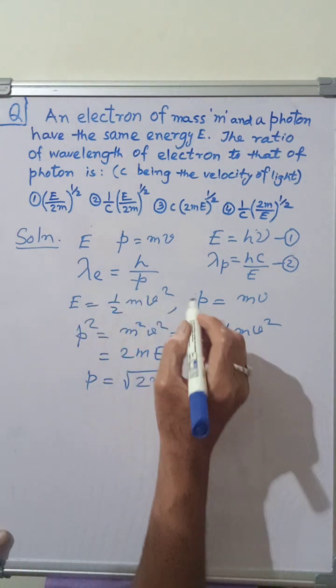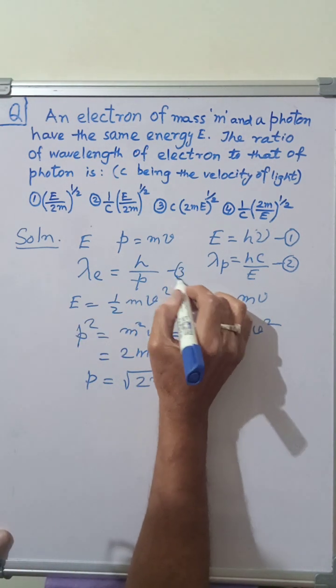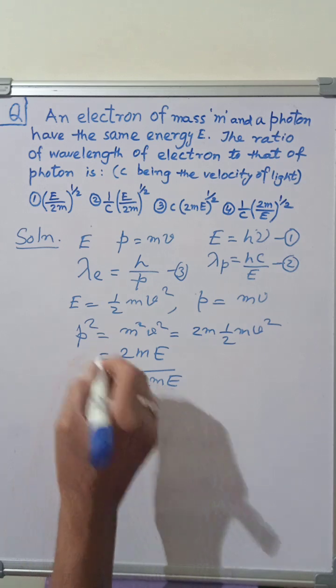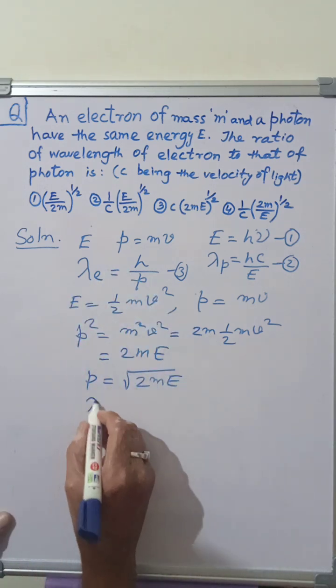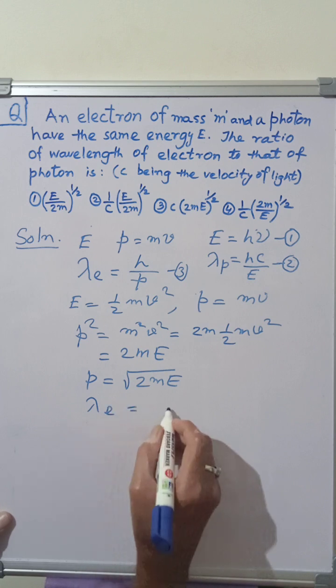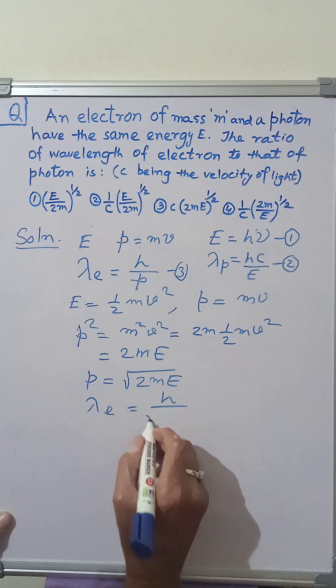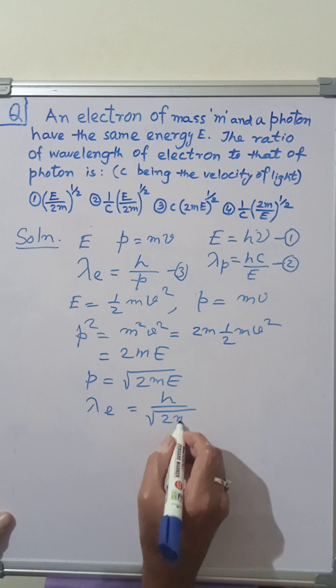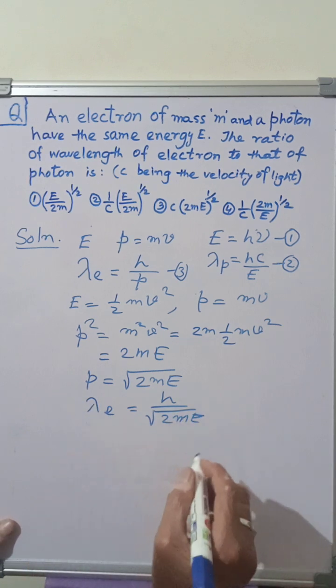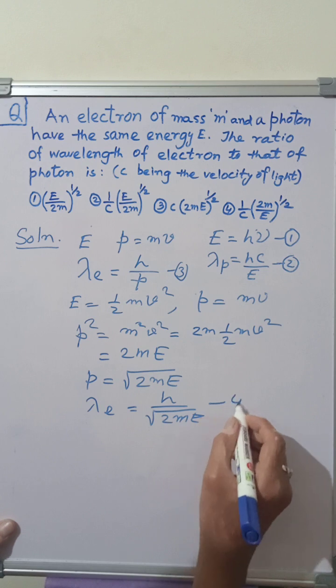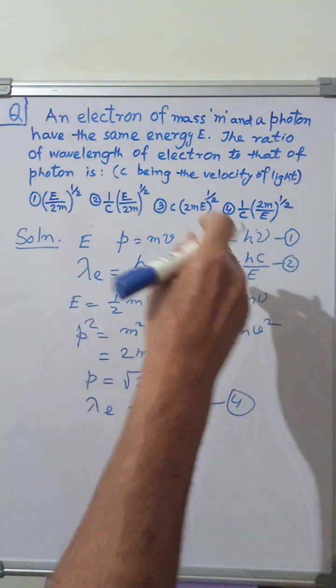Let us mark this as equation 3, and putting the value of p in equation 3, we get lambda E is equal to h by root over 2mE. We'll mark this as equation 4. I will remove everything else, put it there.